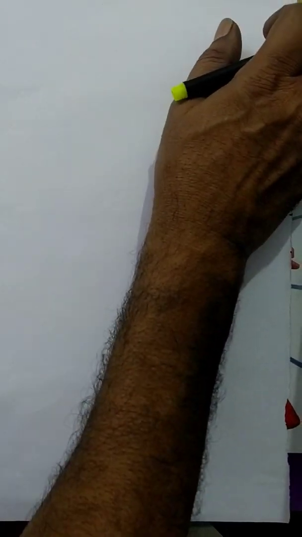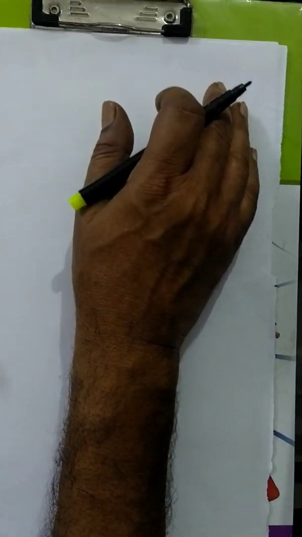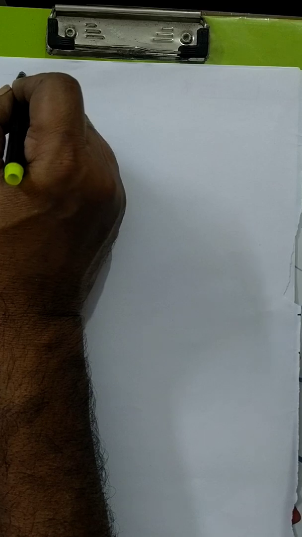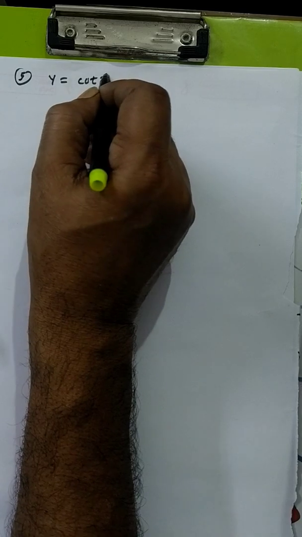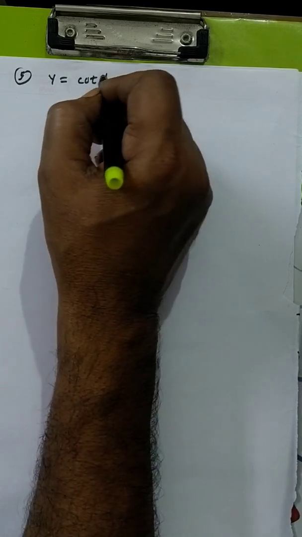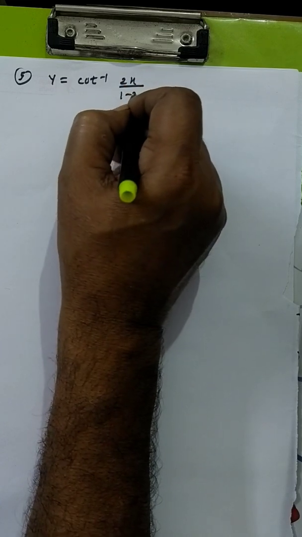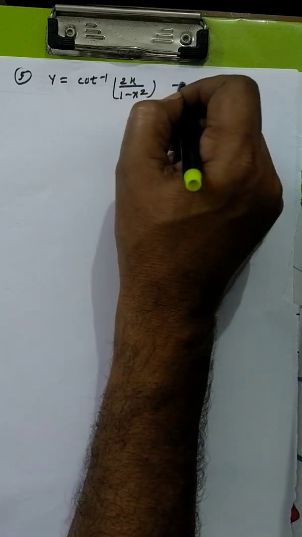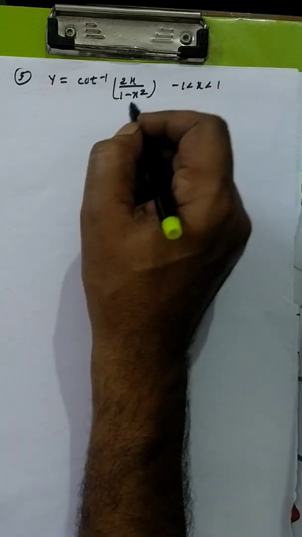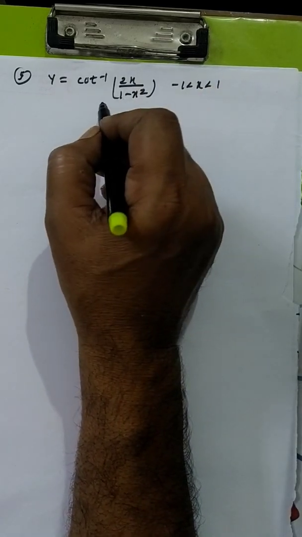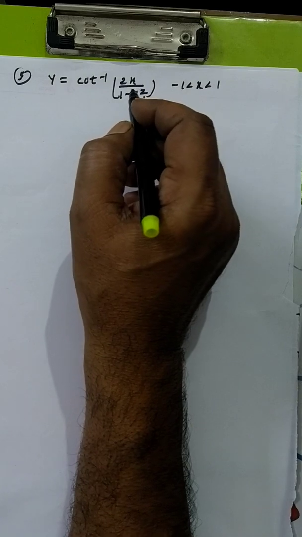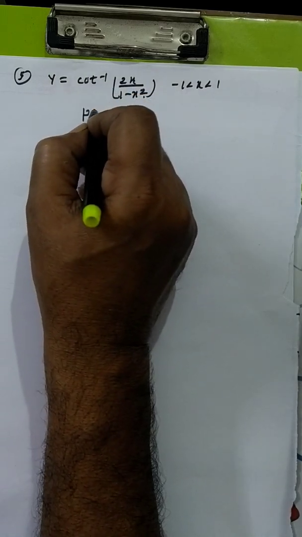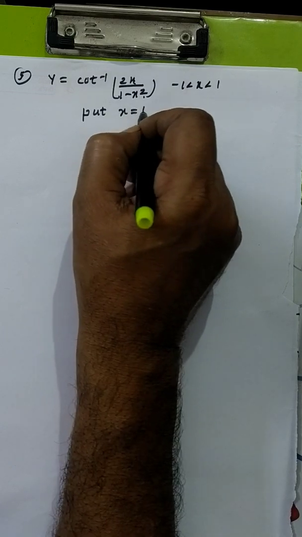So next sum: y equals cot inverse of 2x upon (1 minus x square), where minus 1 is less than x less than 1. Now this 2x upon (1 minus x square), instead of x, if you take tan theta, this will be 2 tan theta divided by (1 minus tan square theta), which is the value of tan 2 theta. So we can put x equals tan theta.